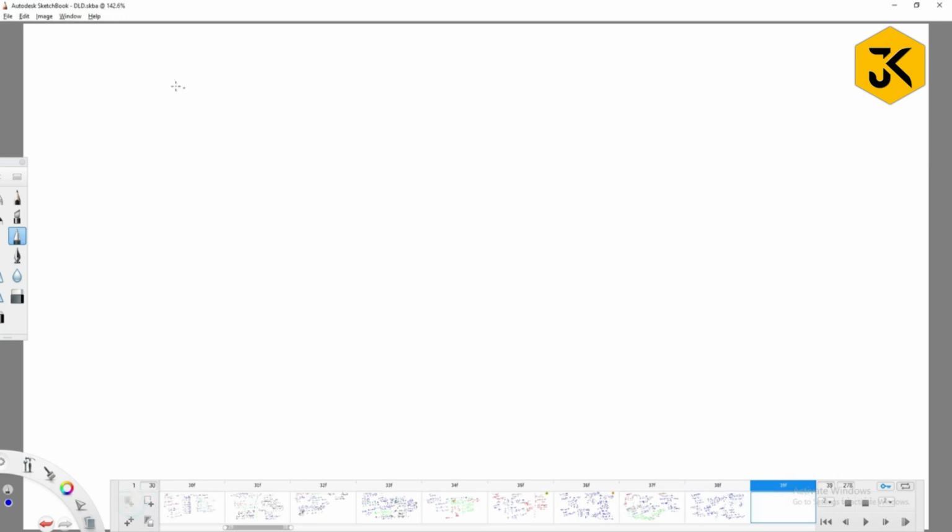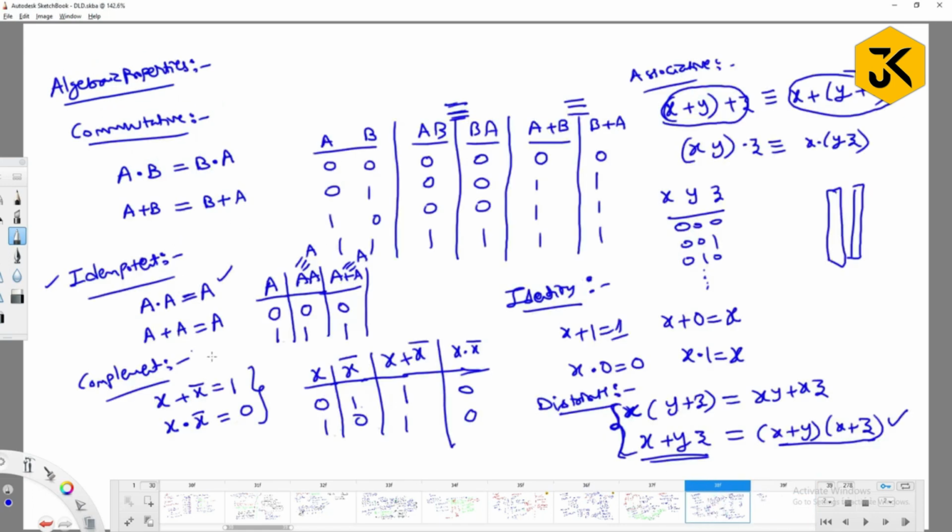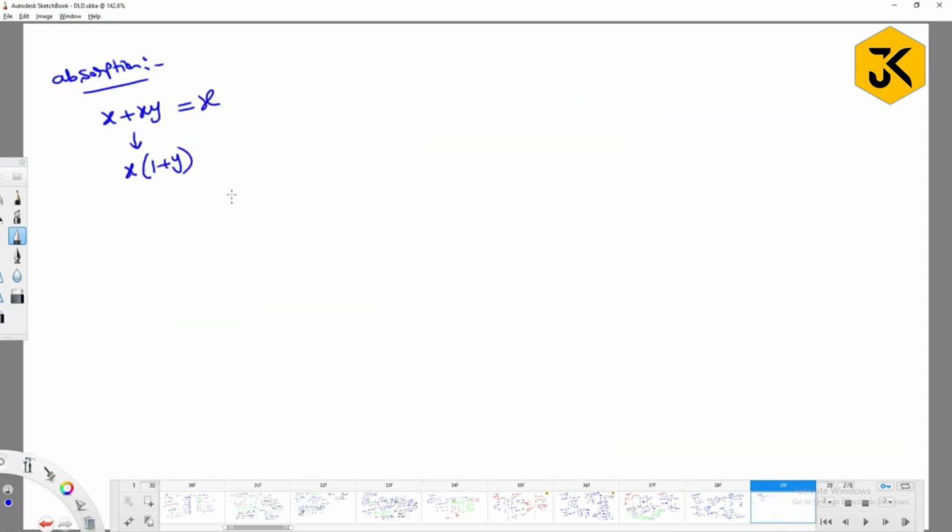And certain kinds of properties are there. Absorption property is there. Absorption property means that if you have x plus xy, you can write it as x. Why can you write it as x? If you take out the common x, you will get 1 plus y. What is 1 plus anything? You can observe here, 1 plus anything is 1, right? So x into 1.